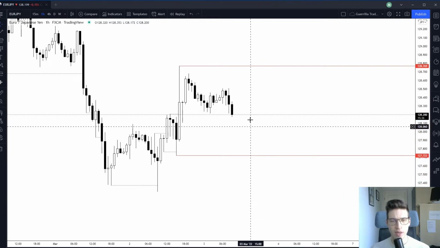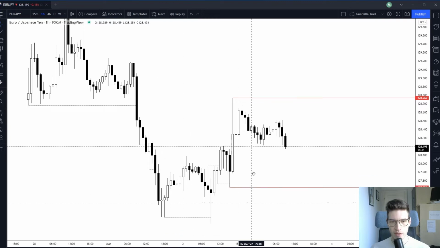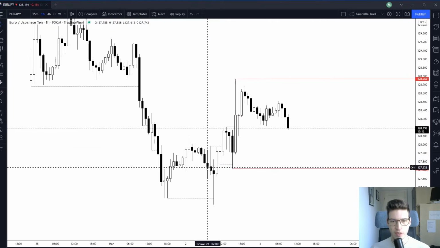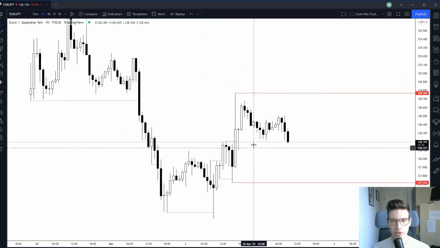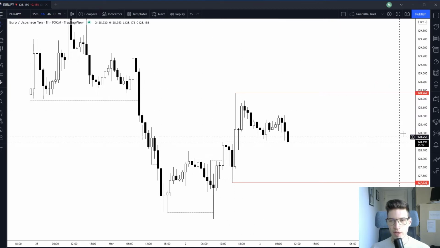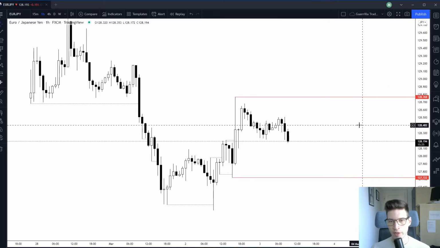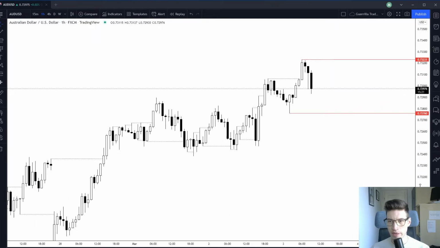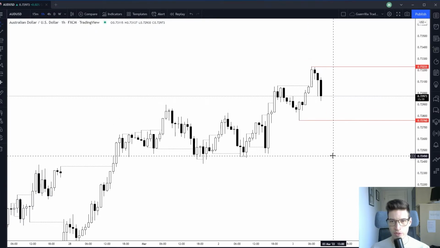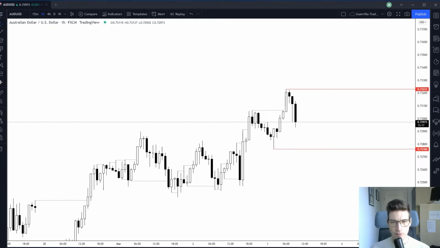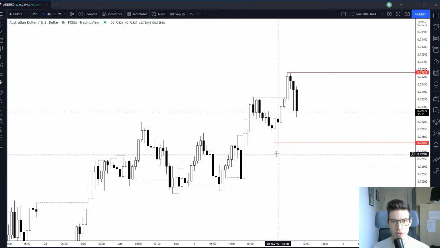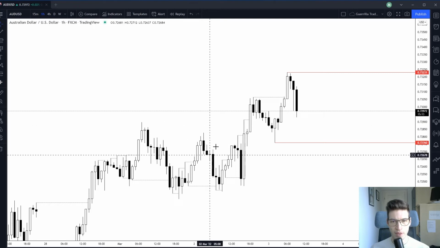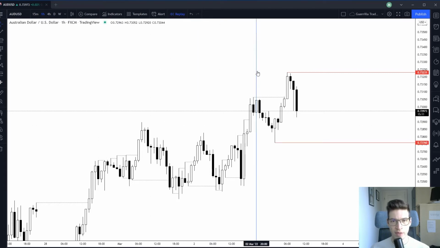Same thing down. Currently this looks like crap. We have this huge wick, break of the high, retrace, break of the low, retrace, huge wick right here, so not looking that good. But what is looking good is the Aussie pairs, so they are looking very good to me personally. This is the Aussie and US dollar. So we had this range, then we broke the high right here.